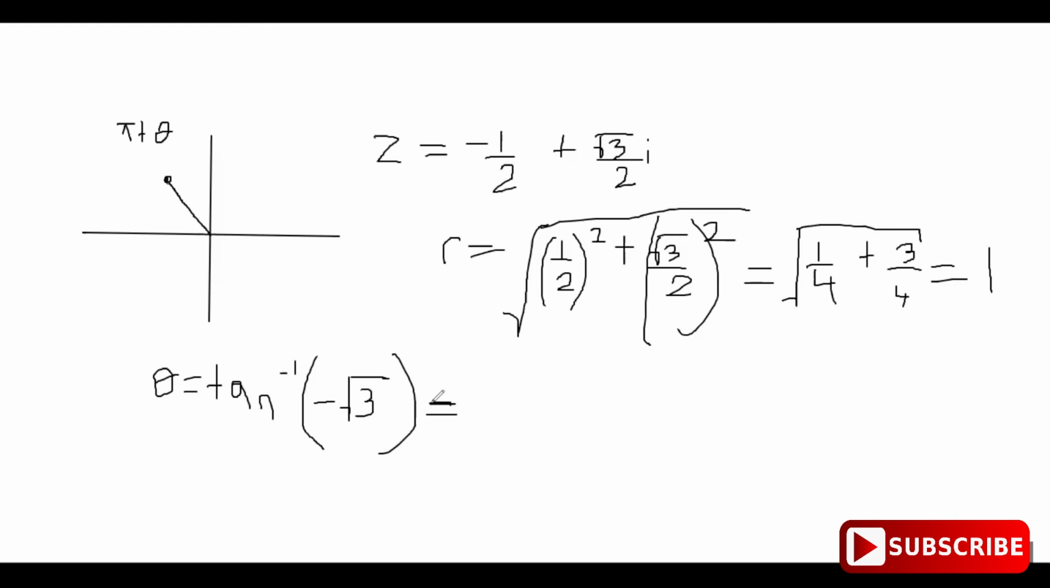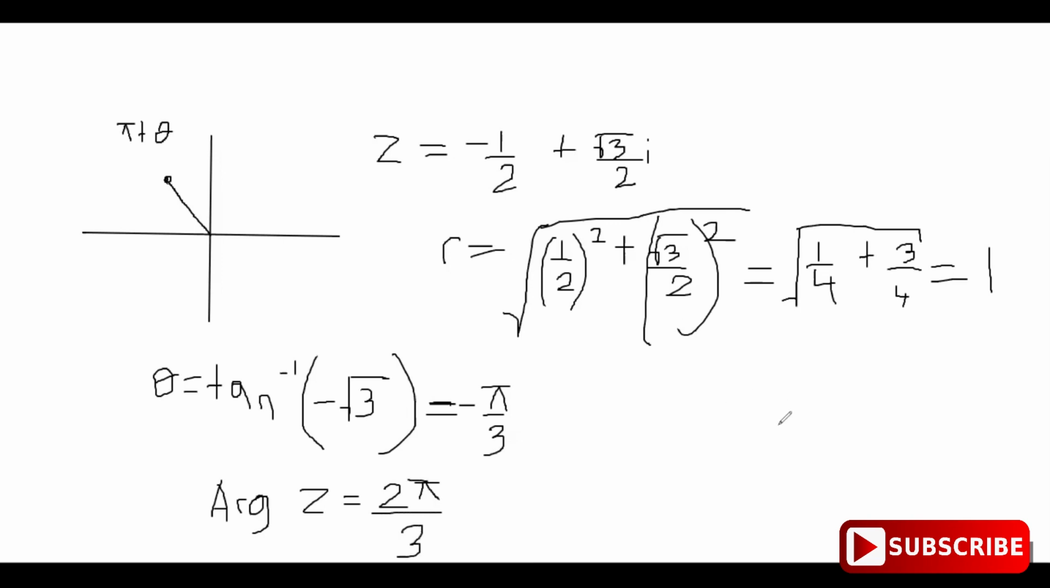What's tan inverse of minus root 3? That's minus pi over 3. We're just going to add that to pi, and so the argument of z is 2 pi over 3. Yes, argument of z is 2 pi by 3.